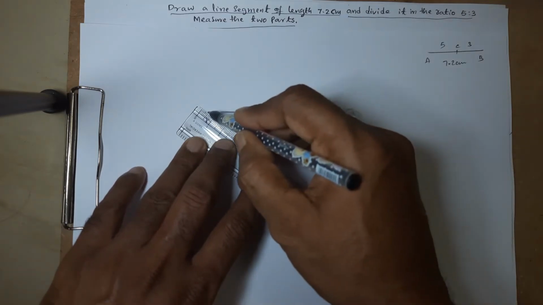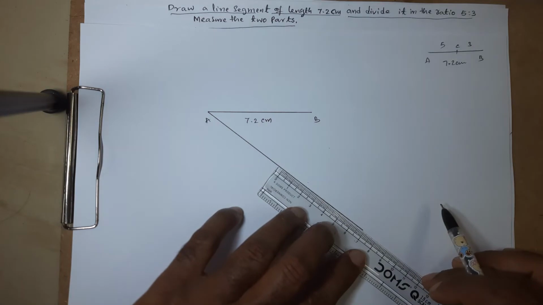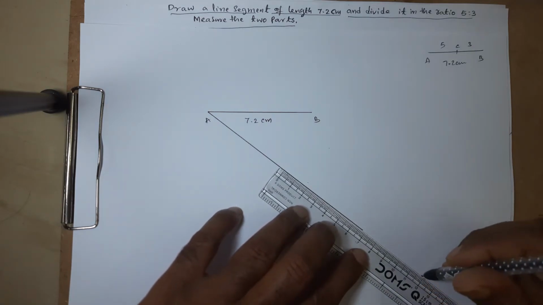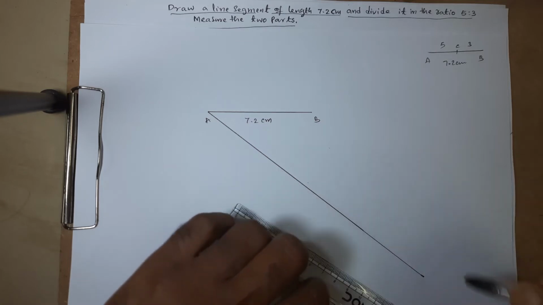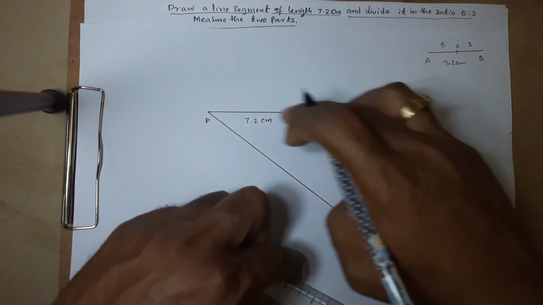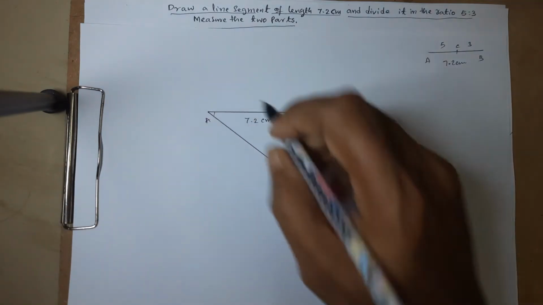We have to draw an acute ray with AB. Draw an acute ray. Acute ray means, acute angle means what? Which is less than 90 degrees. So this is X. Angle BAX is an acute angle.